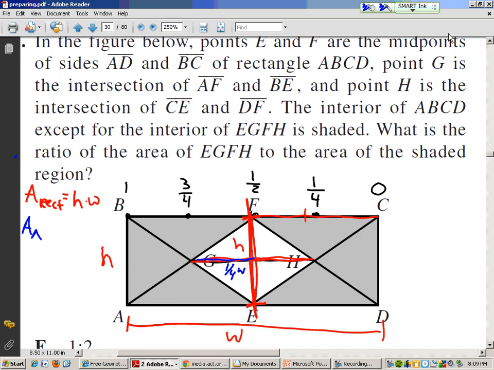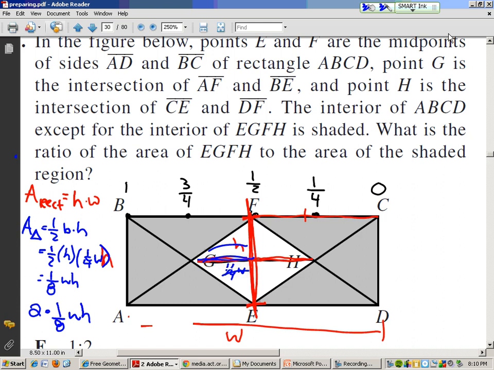So the area of one triangle, now the formula is 1/2 base times height, right? So it's going to be 1/2. The base was going to be H. The height was going to be 1/4 W. Multiply that all together, and I'm going to get 1/8 of WH, or HW, whatever you want to call it. But there are two times an eighth WH, because there's two of these shapes. So it's really 1/4 WH.